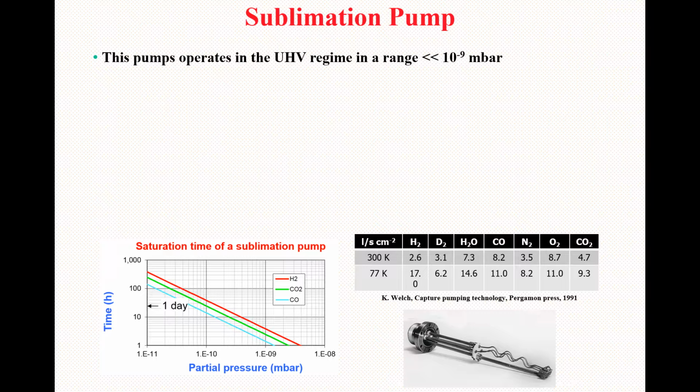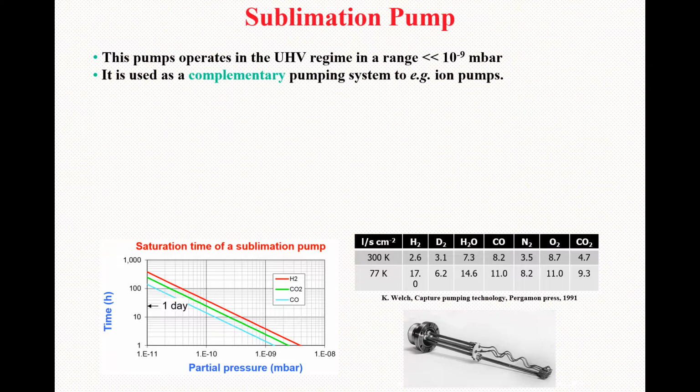The sublimation pump basically operates in the ultra high vacuum region, that is, in a range much lower than 10 raised to power minus 9 millibar. That's why we can also call it an ultra high vacuum pump. It can create ultra high vacuum for us, depending upon our requirement, and according to that we can utilize the sublimation pump.